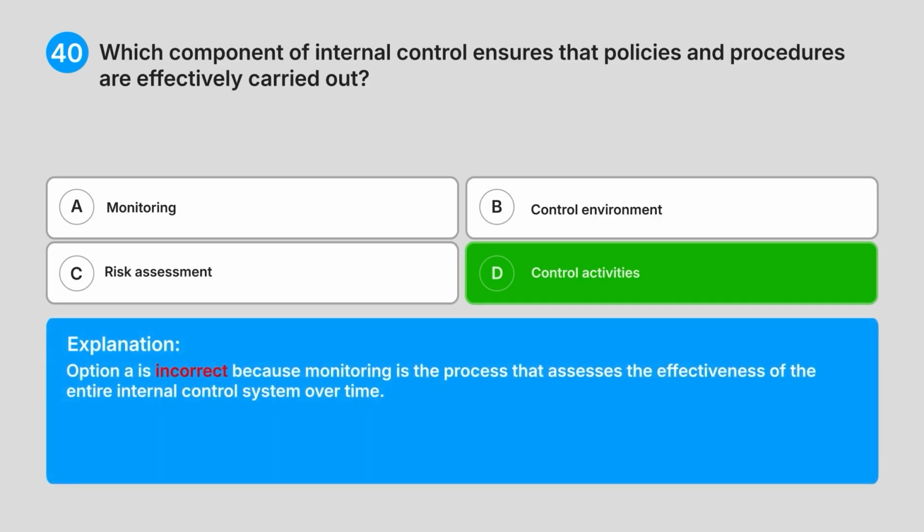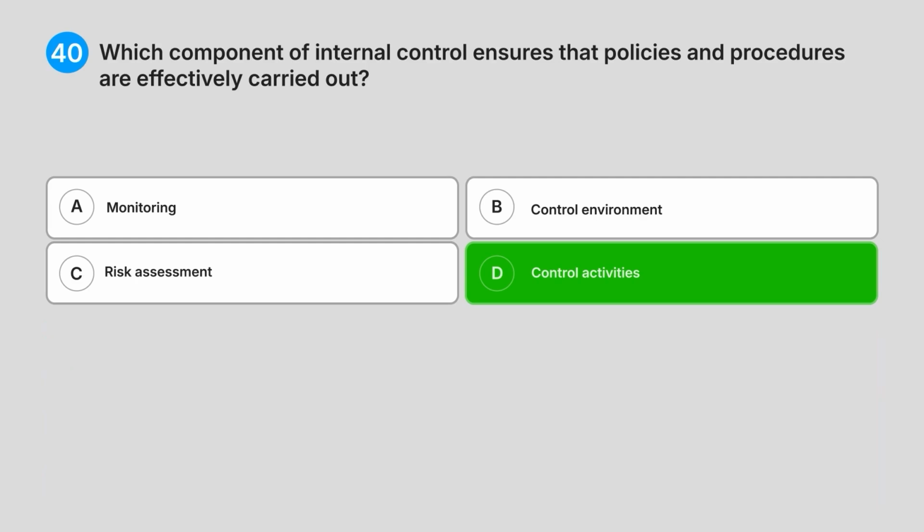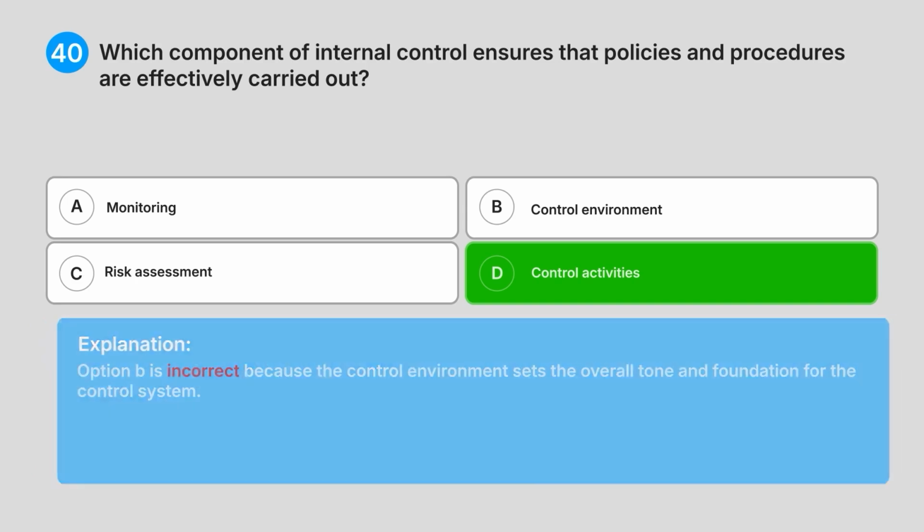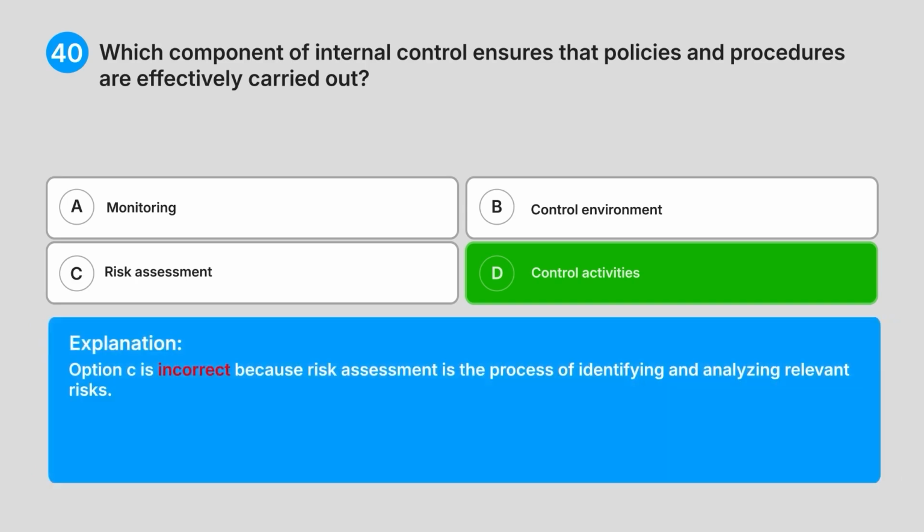Option A is incorrect because monitoring is the process that assesses the effectiveness of the entire internal control system over time. Option B is incorrect because the control environment sets the overall tone and foundation for the control system. Option C is incorrect because risk assessment is the process of identifying and analysing relevant risks.